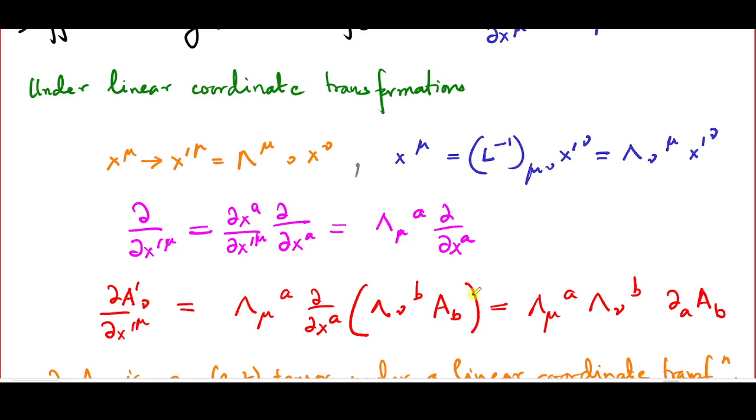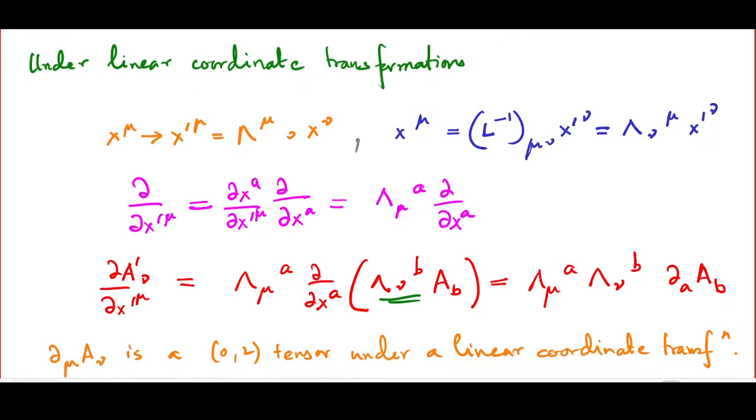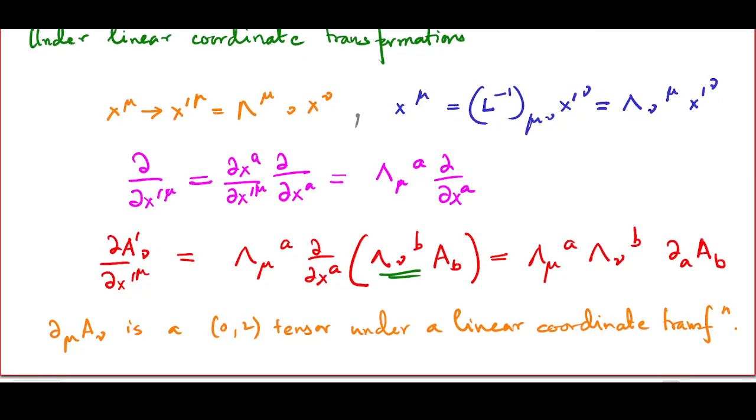This is the case for linear transformations, where the coefficients are the same at all space points, which means that this coefficient Λ_ν^b can be pulled out of this derivative, and you get Λ^μ_a Λ_ν^b ∂_a A_b, which is exactly the transformation rule for a (0,2) tensor. So ∂_μ A_ν is a (0,2) tensor under a linear coordinate transformation.